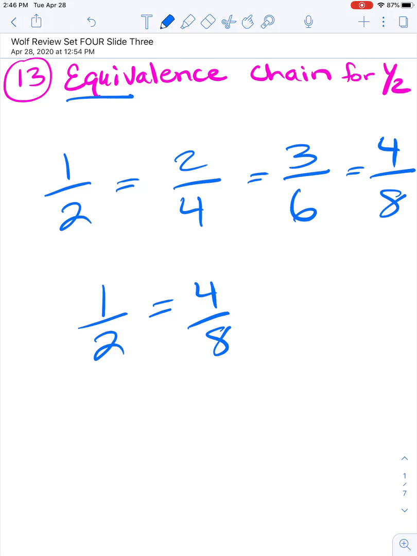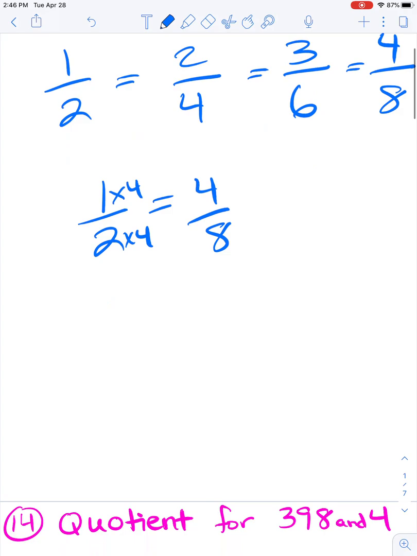Well, let's check our work. 1/2 equals 4/8. Well, let's see. I know that 1 times 4 is 4. Whatever I do to the bottom, I do to the top, or whatever I do to the top, I do to the bottom. That is equal.